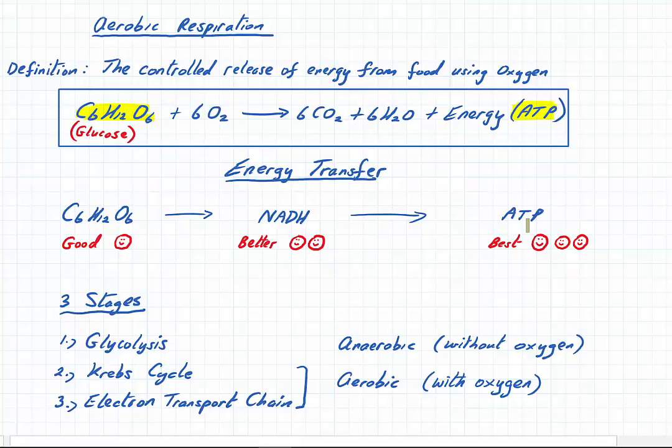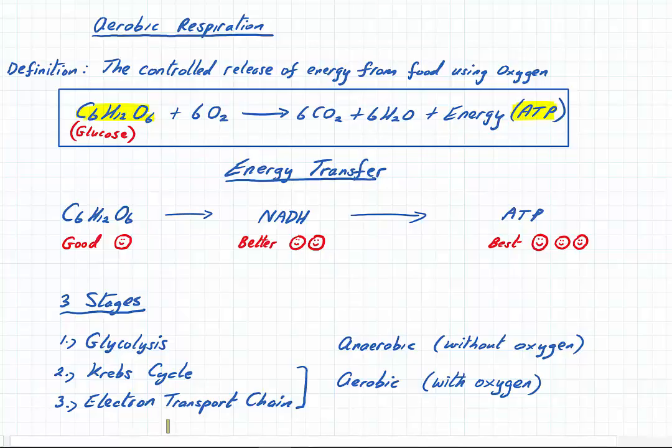So, an overview: there are three basic stages in aerobic respiration, and here they are: glycolysis, the Krebs cycle, and the electron transport chain. The first stage, glycolysis, is what we call an anaerobic stage. That means it happens without oxygen, but for the other two stages, oxygen is necessary. If there is no oxygen present, the second stage and the third stage won't actually happen.